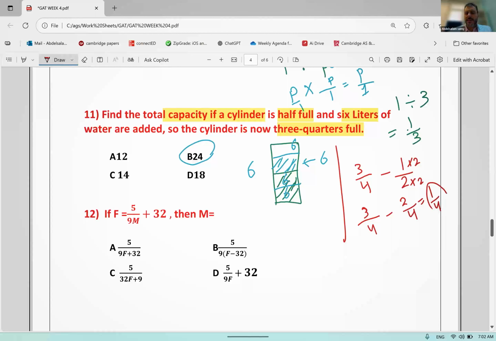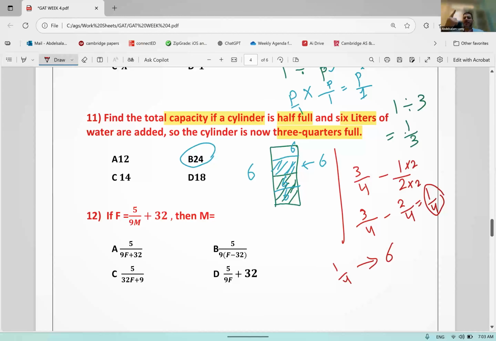So this quarter, guys, as a ratio, this quarter represents 6 liters. So 1/4 is 6 liters, 2/4 is 12, 3/4 is 18, 4/4 is 24. This is how we solve this question. Okay? Bismillah.